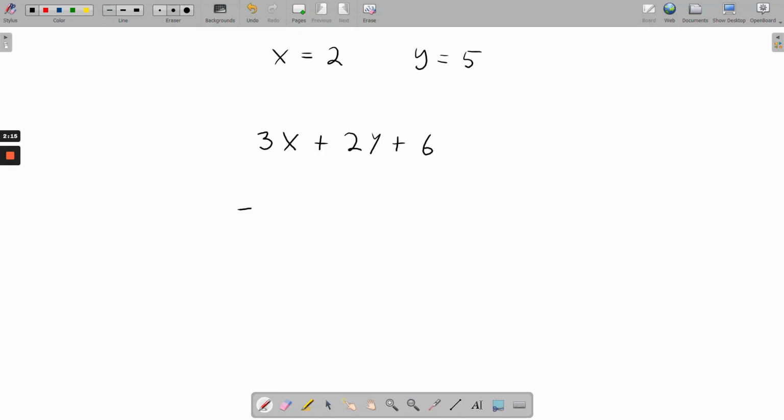So let's go down, take our expression, we write equals, and then we do 3, we're going to put our x in here, plus 2, and we're going to put our y in here, plus 6. Take our x and y and put them in as follows: x is equal to 2 like we saw above, y is equal to 5. Come down to our next line, and then we're going to evaluate. We're going to do all our multiplication from our brackets first. So 3 times 2 gives us 6, plus 2 times 5 gives us 10, plus 6. Then we add all of them together, 6 plus 10 plus 6, which gives us 22.